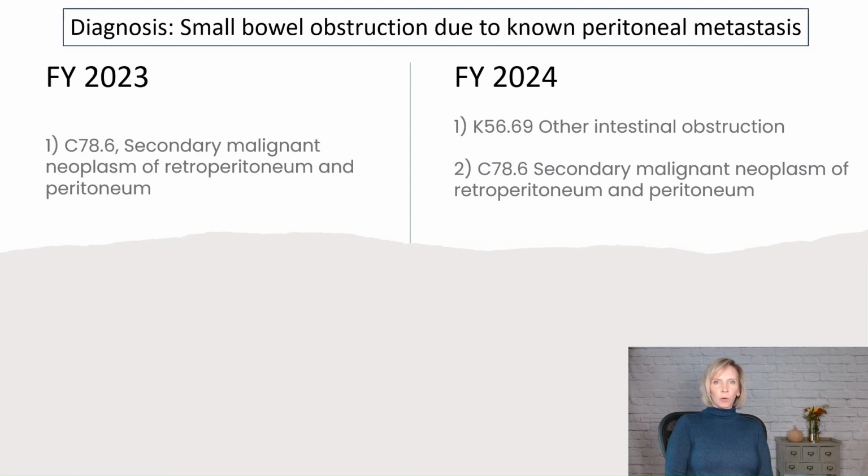Now going forward, due to the deletion of the instructional note, both the code for the intestinal obstruction and the code for the secondary malignant neoplasm of the peritoneum will be assigned and sequenced according to the circumstances of admission. In this case, the reason for the admission was the treatment of the bowel obstruction, making it the principal diagnosis, with an additional code for the underlying malignancy assigned as a secondary diagnosis.